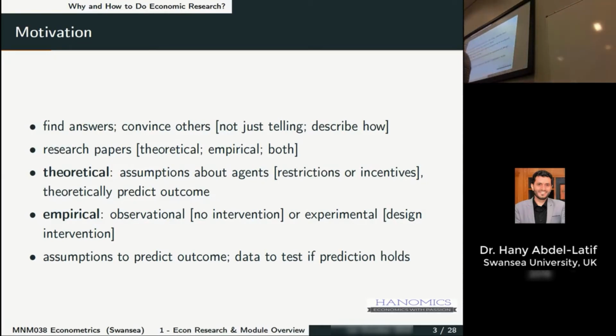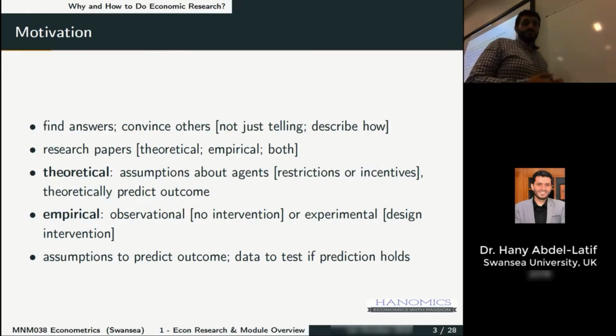So in economics, it's the most basic thing we do. Like when you start economics, you start talking about when prices increase, quantity demanded decreases. So economic theory tells us that, but then we need to test that. So we need to use data. So we write empirical work. So theoretical work is based on some assumptions about agents, restrictions or incentives they have, and then you predict some outcome.